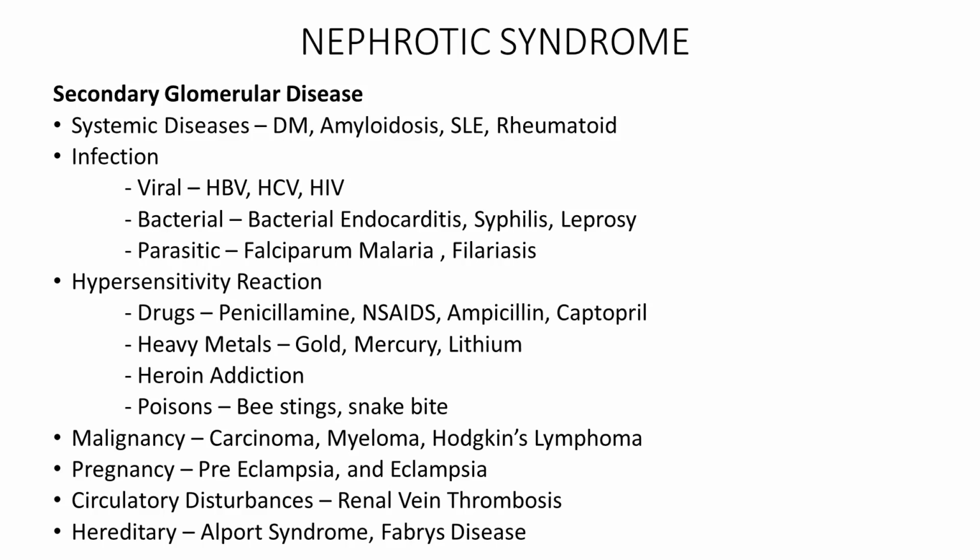Infections can be viral, like hepatitis B, hepatitis C, and HIV. Bacterial infections like bacterial endocarditis, syphilis, and leprosy. Parasitic infections like malaria, especially falciparum malaria, and filariasis. Then there are systemic diseases. We have described four: infections, viral, bacterial, and parasitic.